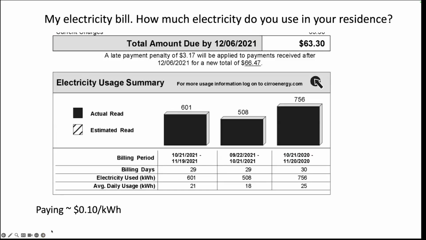Just to remind you, we have 1,600 square feet. This is sort of our typical use, 600-700 kilowatt hours a month, averaging 20-ish kilowatt hours a day. And back then we were paying 10 cents a kilowatt hour. So if they double the rates, it's going to go up from $60 to $120 a month or something like that.